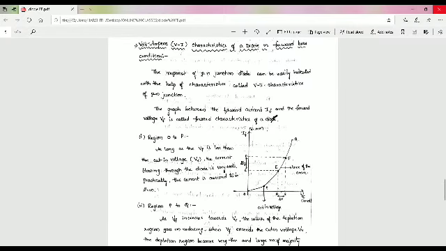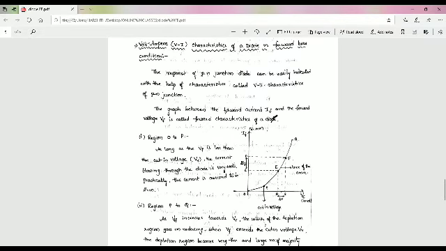Basically, forward characteristics can be divided into two regions. First one, region O to P, and second one, region P to Q. This is the origin O, and this is point P. O to P, and the second one is P to Q.